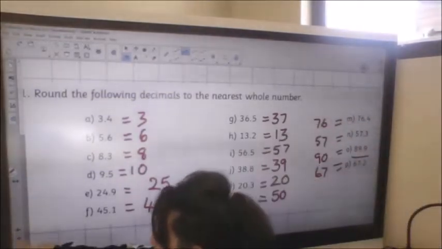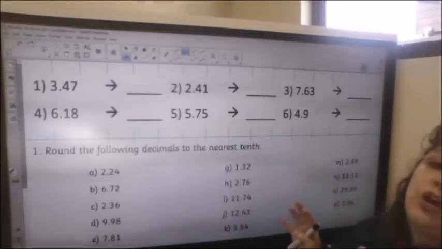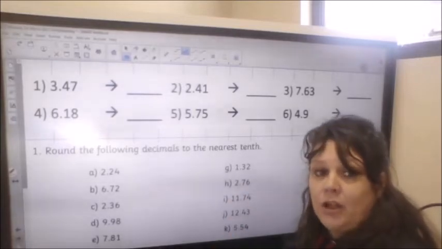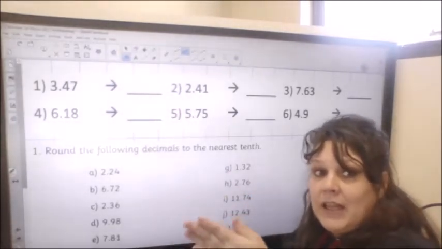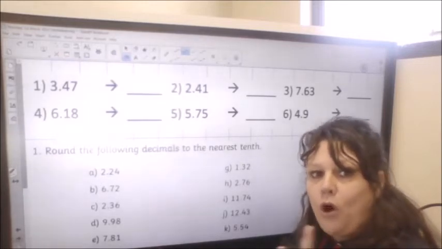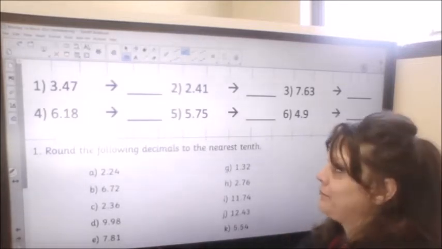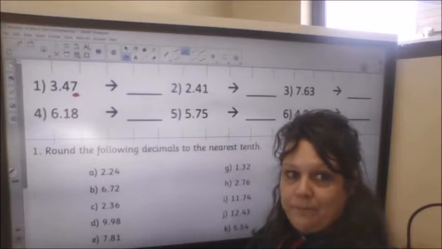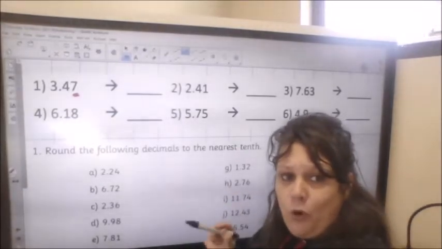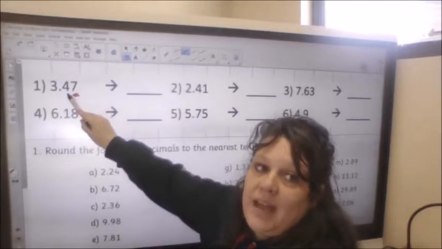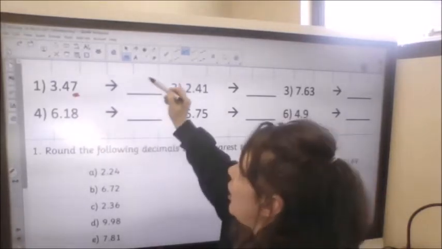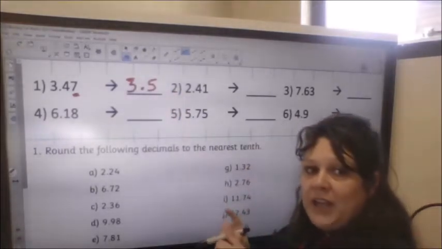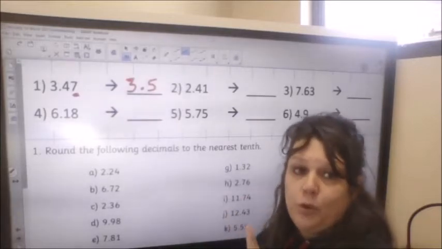So now we're pretty proficient with that. We're going to have a little look at rounding to the nearest tenth. So remember, our tenth column is the one immediately after the decimal point. So what we need to look at now is the hundredths column. So in this number here, 3.47, I'm looking at that digit there. And if it's 5 or more, then I round up my tenths column. So that will become 3.5. And I'm rounding to the nearest tenth or to one decimal place.